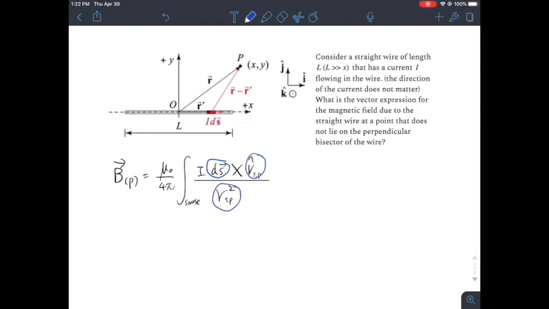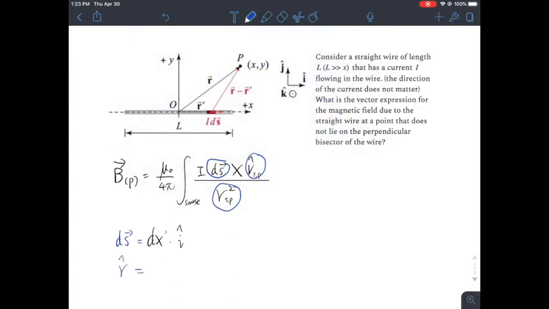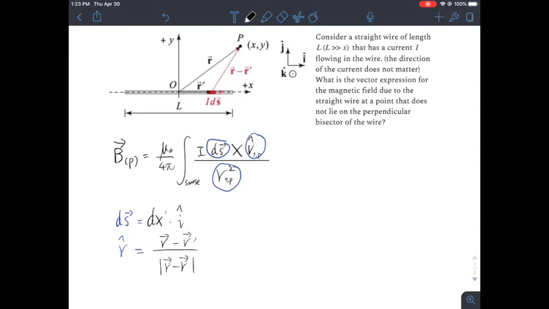Then we need to express ds, r hat and r_SP in terms of the things that we know in the picture. This is a general formula. Let's see how we express this. First, ds will be just dx prime times i hat. Let's define x prime as the position from the origin to the source, and it's in the i hat direction. Then r hat will be the unit vector from the source to the field point.